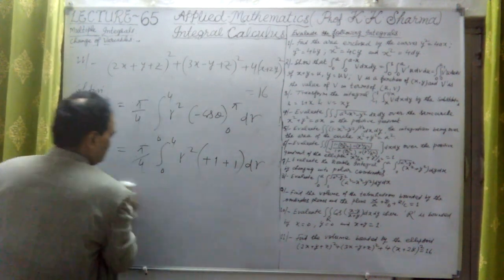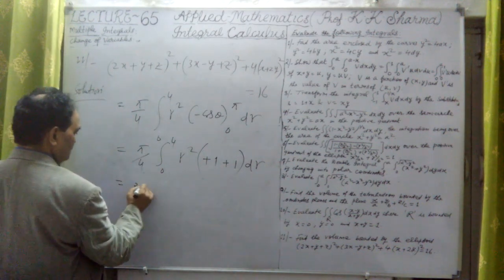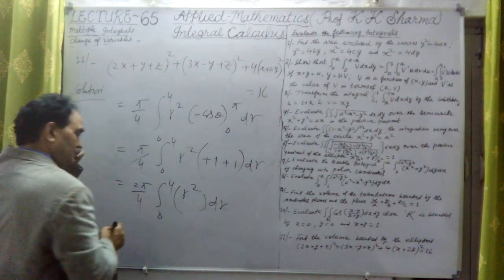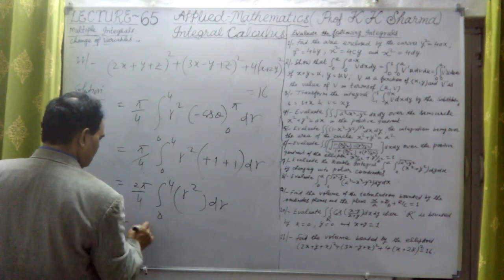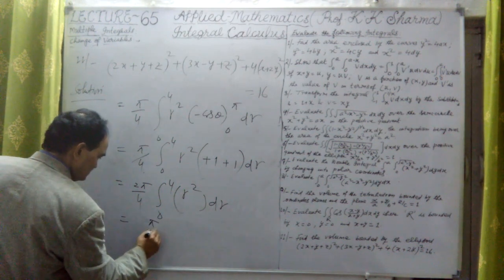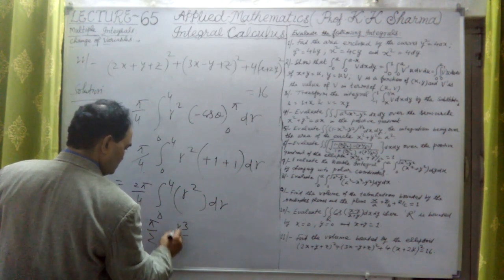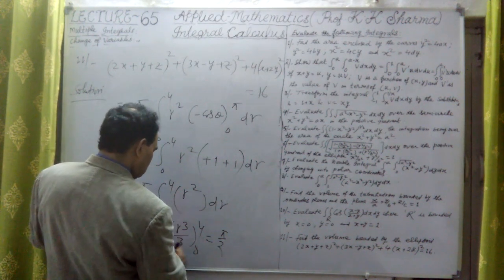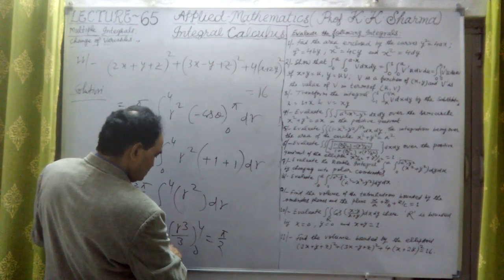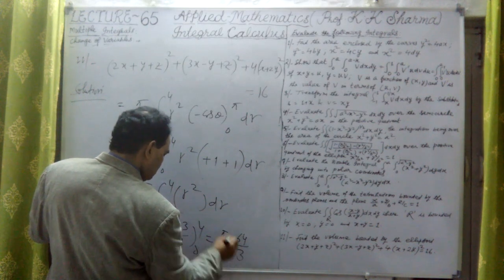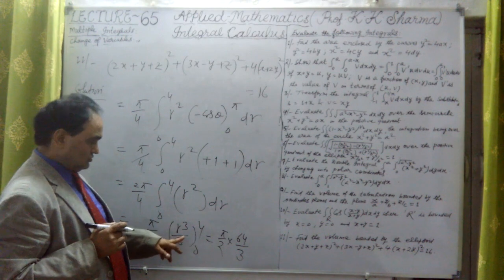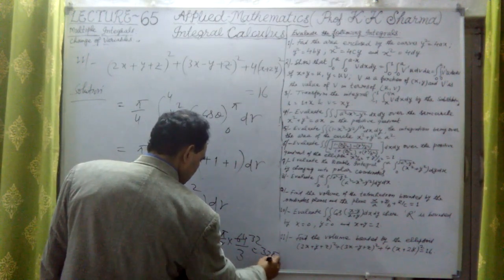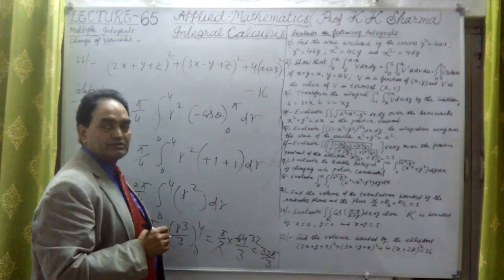Okay, so what we reach up to is 2 pi upon 4, integral 0 to 4 of r square dr. Let me integrate: r cube upon 3, with limits 0 to 4. This is equal to pi upon 2 times r cube upon 3. If I put r at 4, it will be 64 upon 3. Multiplied by pi upon 2, it is 32 upon 3, so it is 32 pi upon 3, and 32 pi upon 3 is the answer to this question.